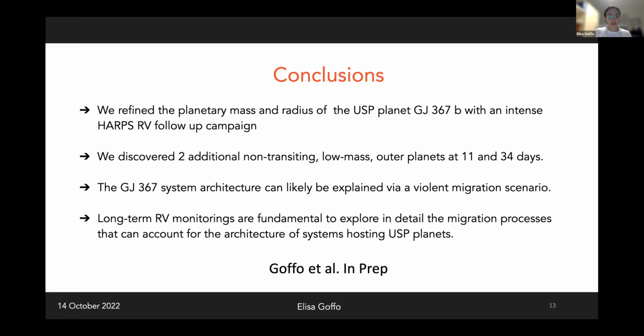And finally, I would like to highlight the fact that these long-term radial velocity monitorings are fundamental to explore in detail the migration processes that can account for the architecture of systems hosting ultra-short period planets. And that's all. Thank you.